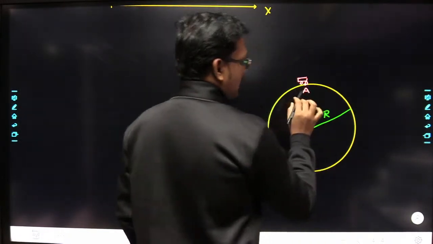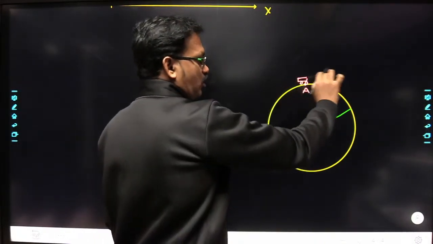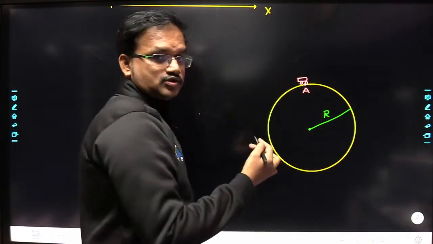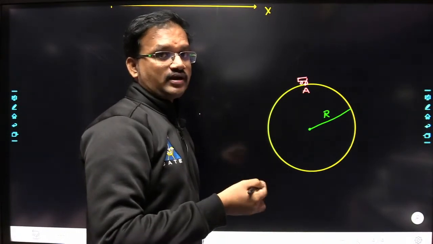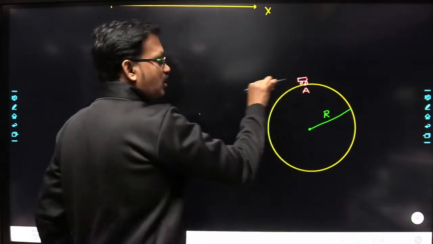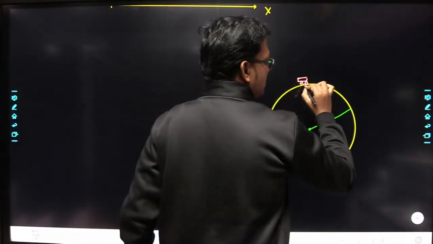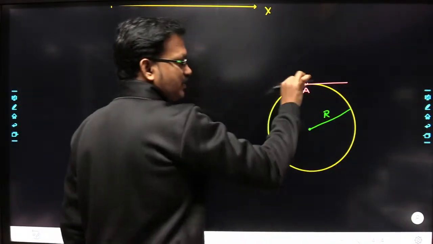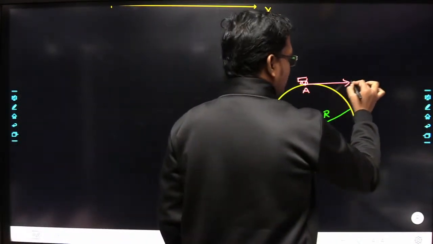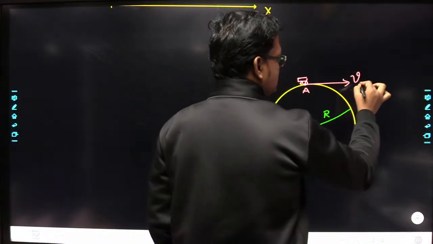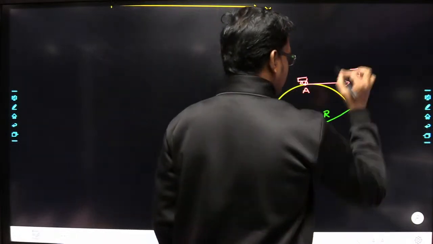So here, the velocity of the car at this location, how do you represent it? Whenever an object is tracing a circular path, the velocity at each and every point is given by the tangent drawn at that point. So the car is moving like this, and the direction of velocity is given by the tangent drawn at that location. Let us consider its velocity is V. Let us say this is VA bar. I am representing this as VA bar.